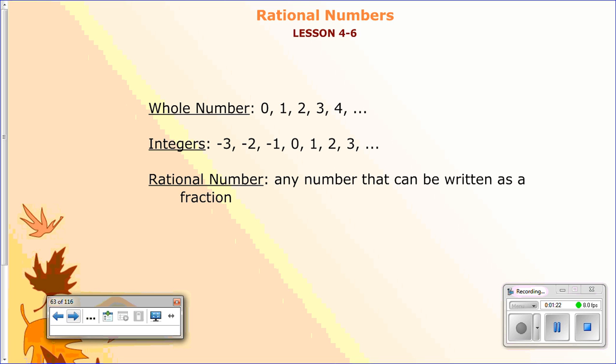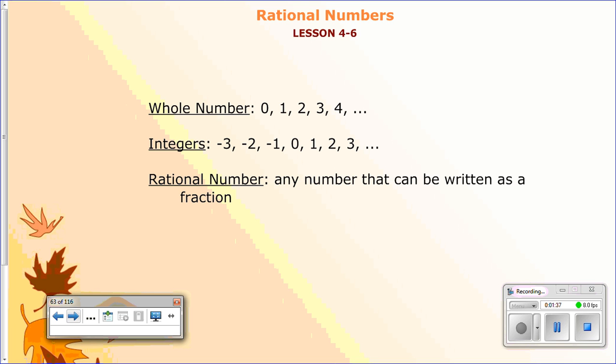Then we have integers, which we really worked on in chapter 1. Those are the positive and negative whole numbers, and it includes 0. Rational numbers now are any numbers that can be written as a fraction.